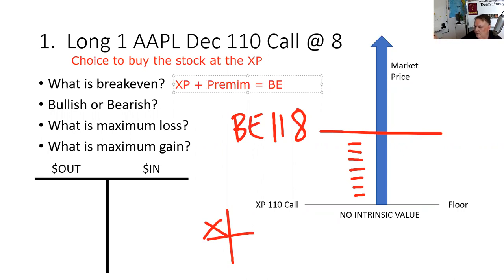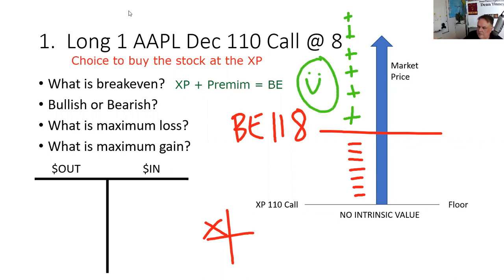Now, we also want to know, where do we want the Apple stock to be in relationship to the break even? Because nobody does things to break even. People do things to make money. And so what I'm hoping is that the Apple stock is above it. I am definitely a bull. So I want the stock to be above 118.